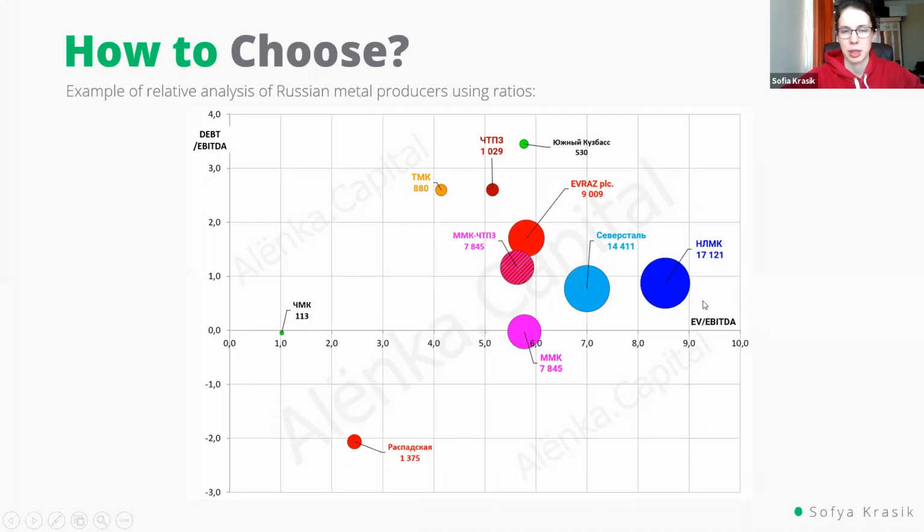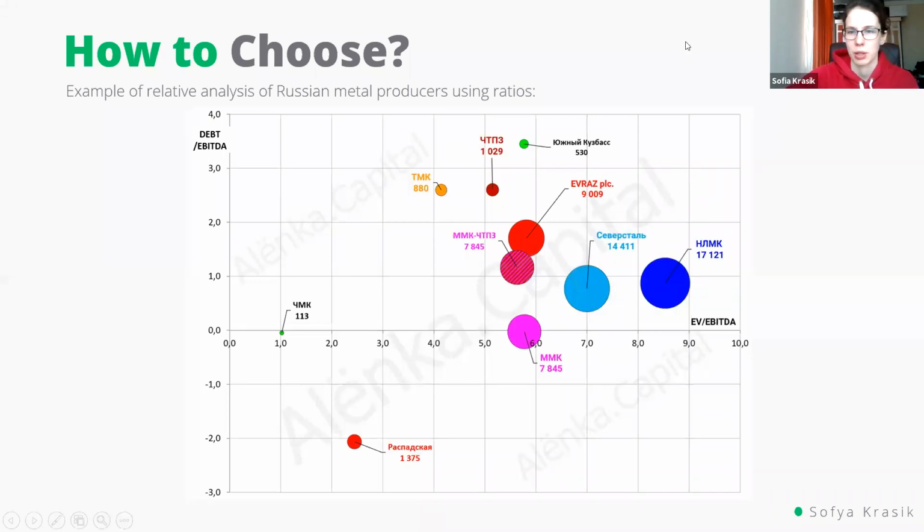This compared Russian metal producers. If you do not understand Russian, don't be scared that the names are in Russian. I don't know all these names myself, maybe with some exceptions. But what is interesting here is the approach. You see that on this graph we have two axes. The vertical axis is the debt to EBITDA ratio, and the horizontal axis is EV to EBITDA, so enterprise value to EBITDA.